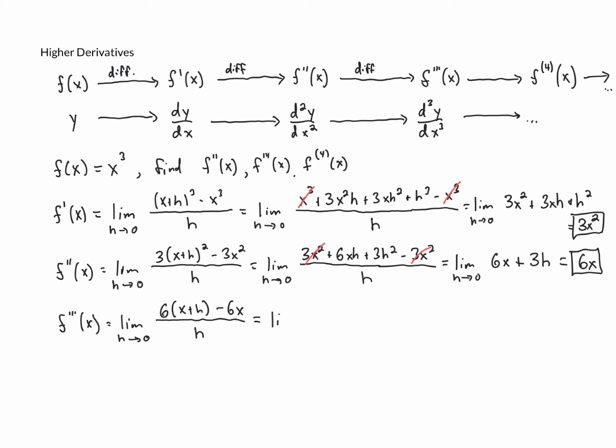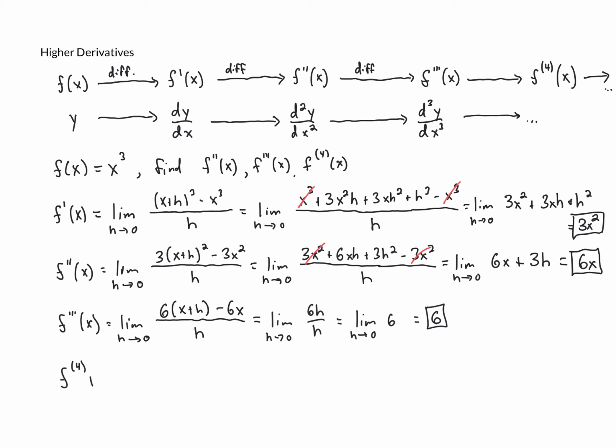So let's do all of that in one step. We've got the limit as h approaches 0 of 6h over h. We can divide those h's, and then we've got the limit as h approaches 0 of 6. And that is just going to be 6. The limit of a constant is that constant. So our third derivative is 6. Oh boy. Let's do one more.